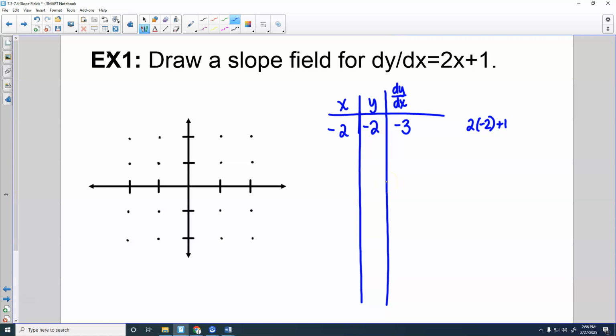What does the derivative give us? It's the slope of our tangent line, right? So on a slope field, through that point right there, you draw a tiny little piece of a line that has a slope of negative 3. Now, you're guessing at it a little bit. Negative 3 would be pretty steep. You can think of what a slope of 1 would look like and either make it steeper or less steep than that. So I'm going to go something like this for negative 3.